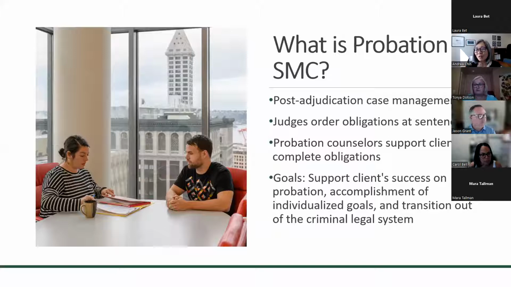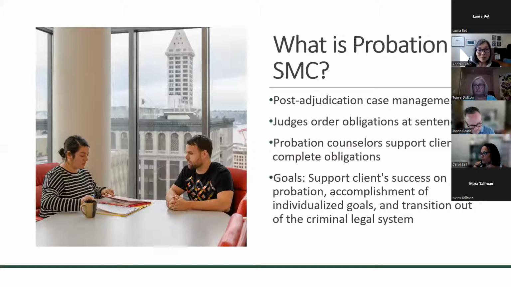So what is probation in Seattle Municipal Court? For non-lawyers in the audience, probation is a post-adjudication case management program. What this means is that probation may become involved after a defendant pleads guilty, is found guilty at trial, or resolves his or her case with something like an agreed continuance with conditions attached.